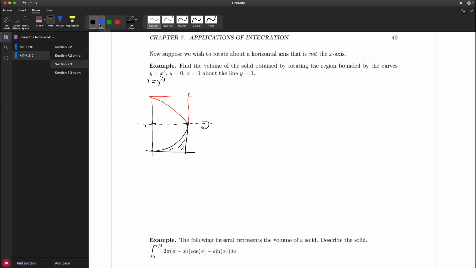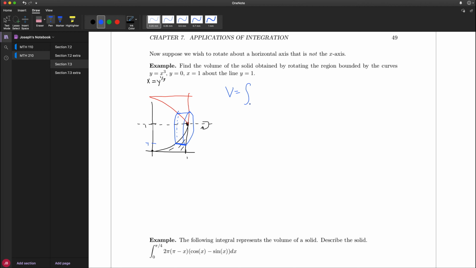Now, let's switch to blue and see if we can find our cylinder. So pick a y value. Then this is the height of our cylinder. And so when we rotate it, we're going to get something that looks like this. And here we go. Okay, so the radius of the cylinder, let's set up the volume here.